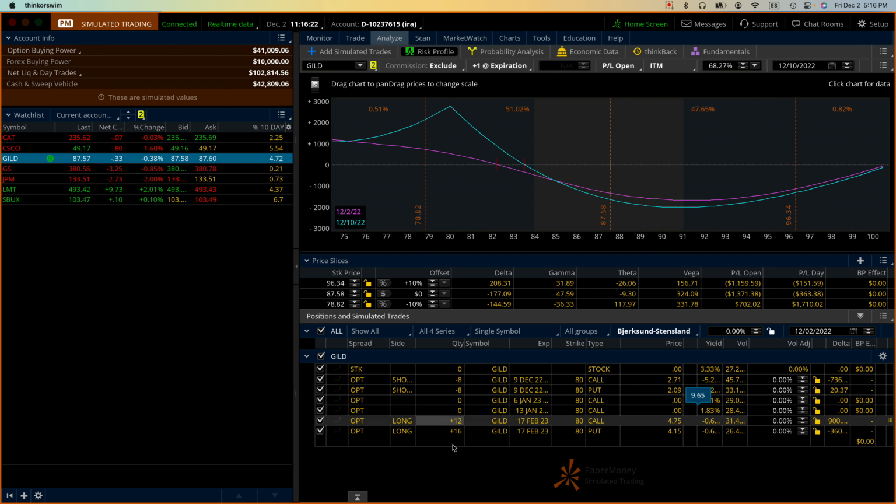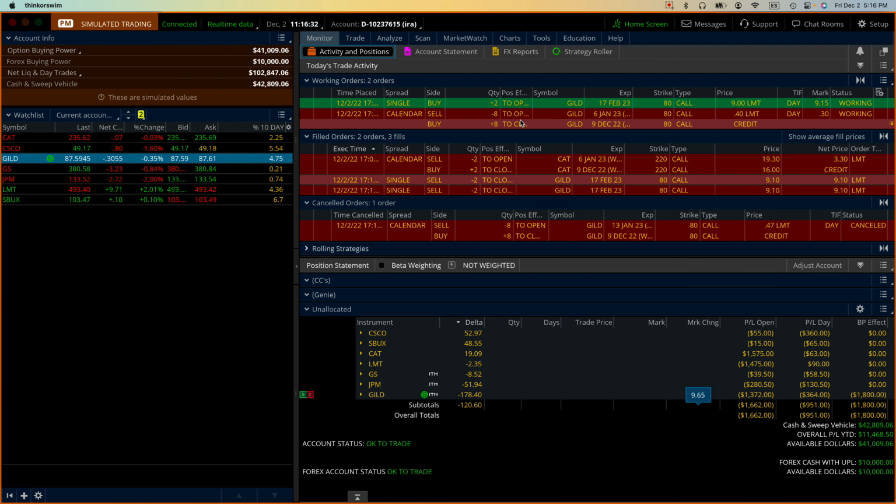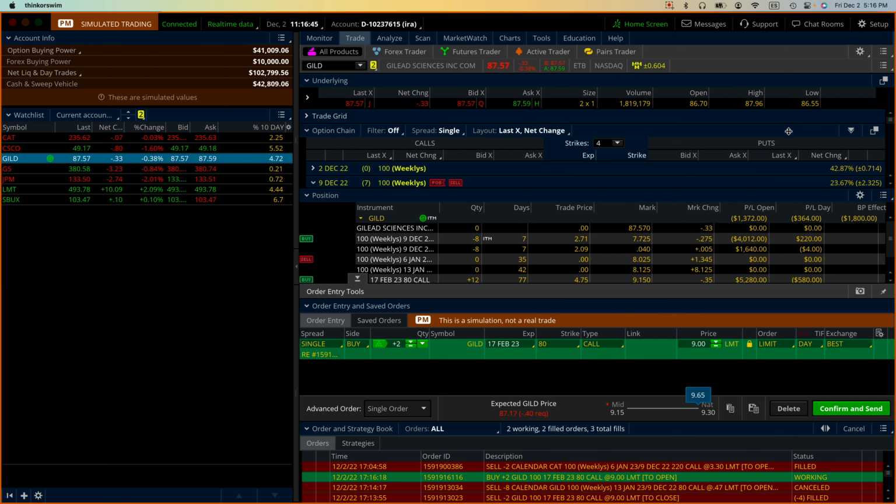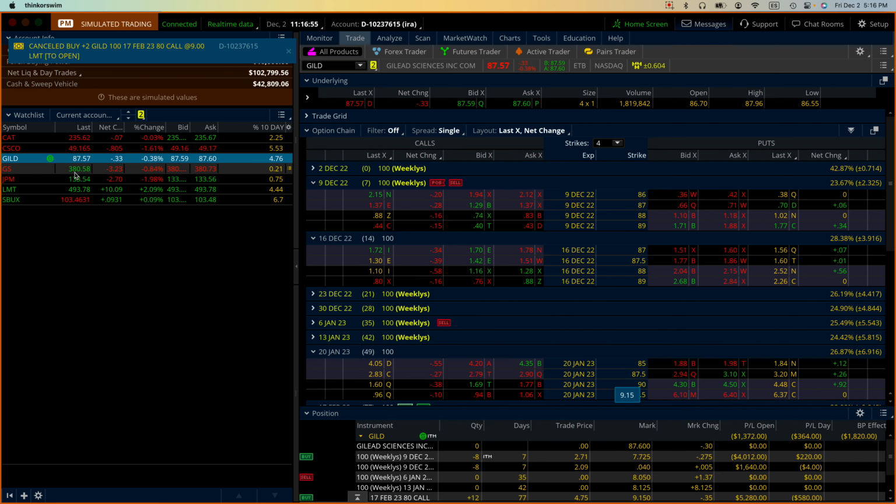Not what I wanted to do. But I wanted to buy two. I have to buy it back because I don't want my deltas to be minus 178. And now you can see it's 9.15. That's too much. I sold them for 9.10, and now I'm going to lose 5 cents. Let's put 9.10. And let's see if it gets filled. All right, let's move on, and I'll be back with those a little later.